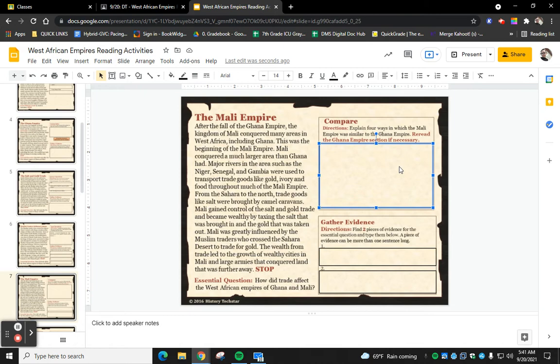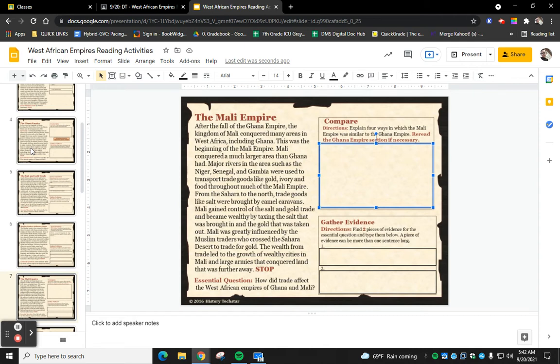All right, so for comparison, we're going to explain 4 ways in which the Mali Empire was similar to the Ghana Empire. Obviously, if you need some comparison, look back, read back through. You'd go back to slides 4, 5, and 6. You'll probably find them in slide 4, though.